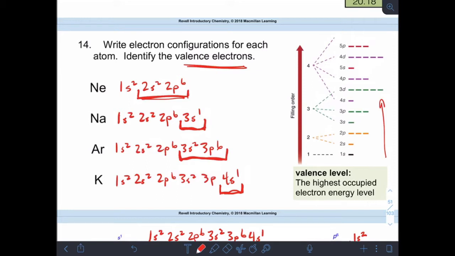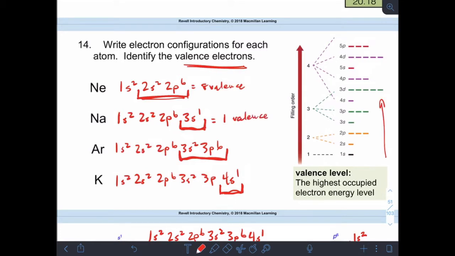Right? So neon, if I count all of those valence, there's 2 in the s, so we're talking about the 2s2 and the 2p6. There's 2 in the s and 6 in the p. That means that I've got 8 valence there. Looking at sodium, my highest set there is the 3s1. There's only 1 electron, so that's what the 1 means. So that means that I have 1 valence electron for sodium.